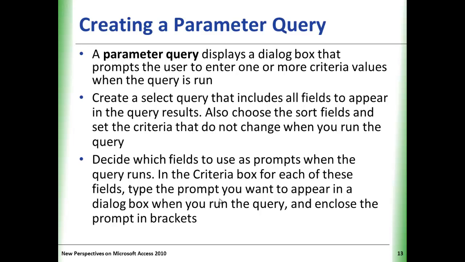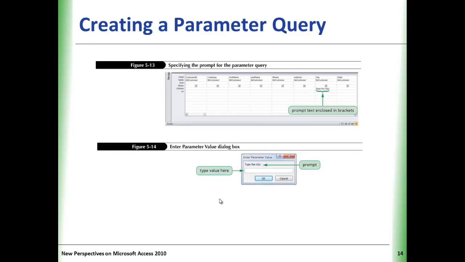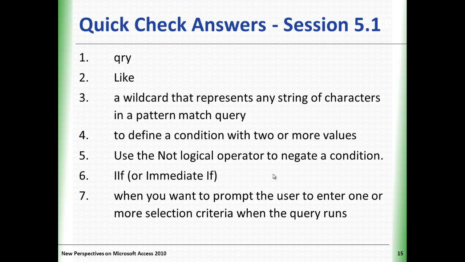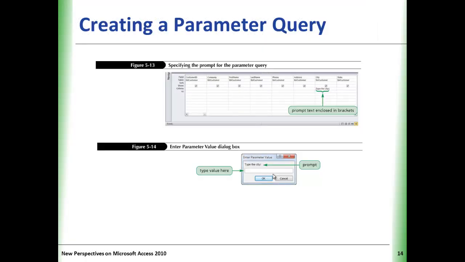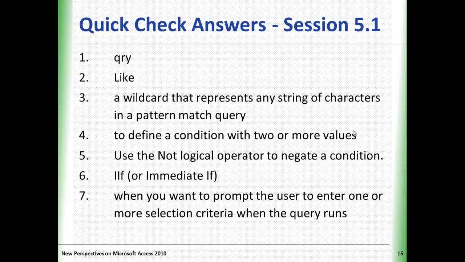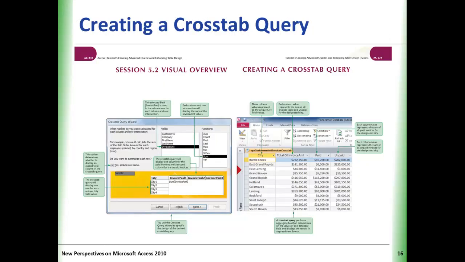So a dialog box pops up, and we enter a value. In this case, we're looking at the city. So when the dialog box pops up, we tell it what city we want in the result set. And what we'll also learn here is that we can use a wildcard in the parameter. The quick check answers are included here, and they're also in the PowerPoint that's posted for you in the class files.